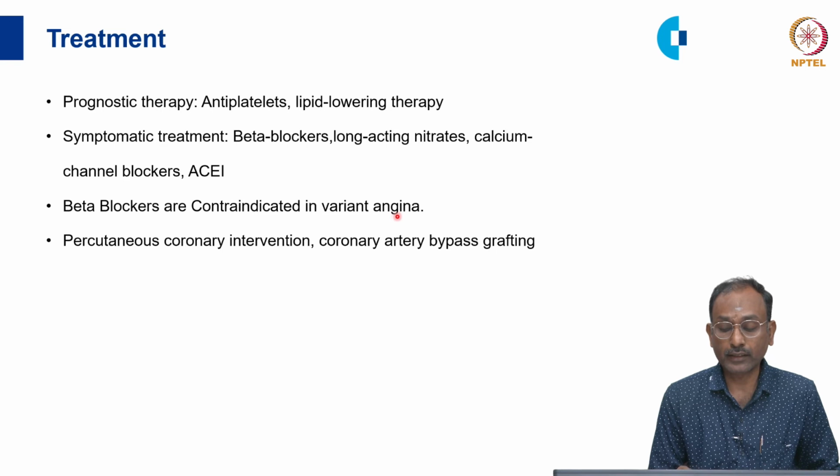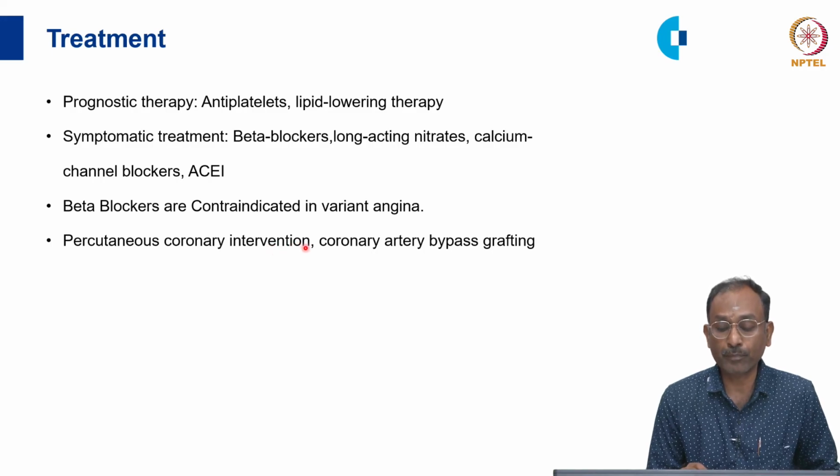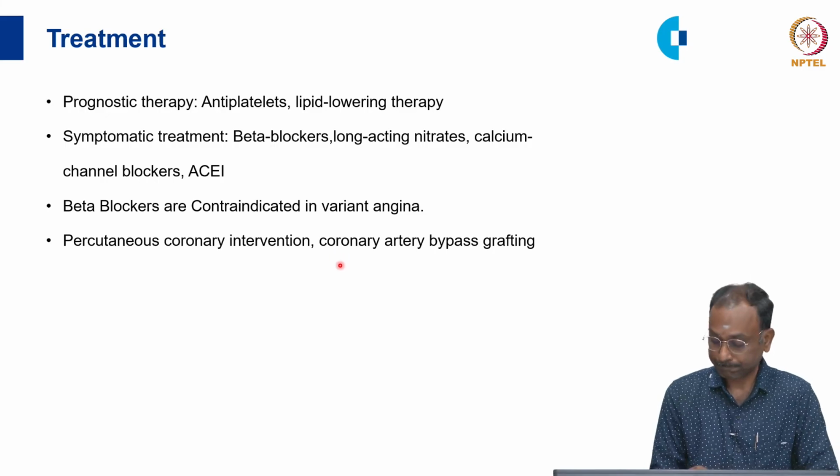So, they are contraindicated in variant angina, and most of the unstable angina patients and non-ST elevation MI patients will need a coronary angiogram to identify the area of the coronary artery involvement, and most of them will need some form of coronary intervention in the form of percutaneous coronary angioplasty or coronary artery bypass grafting.